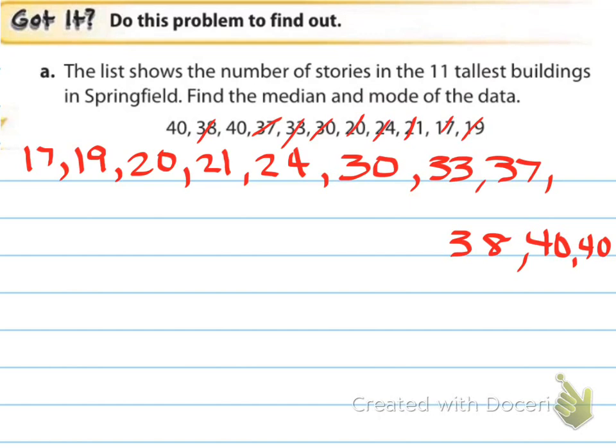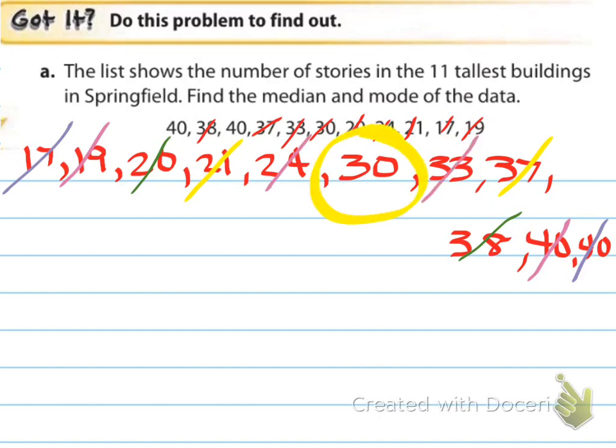All right. So now I'm going to do my tag, you're it, tag, you're it, tag, you're it, ding, ding, ding. And 30 is my median. It's the middle, so my median is 30.